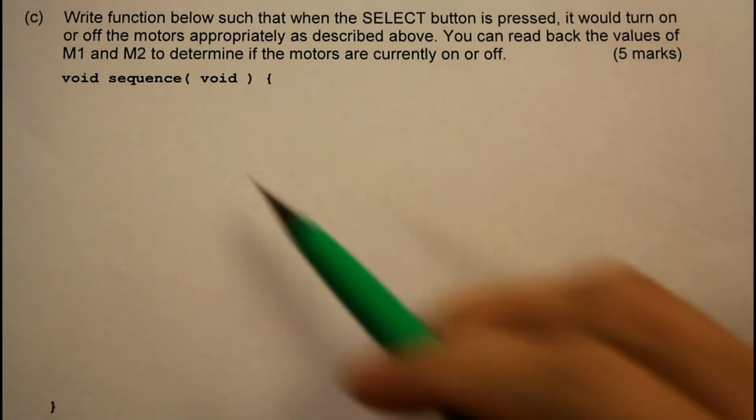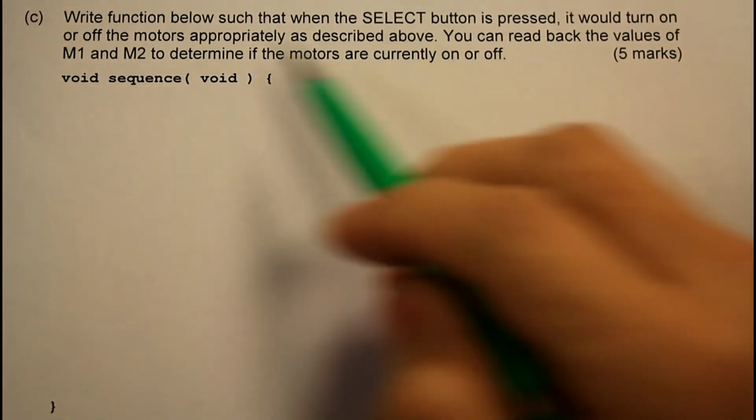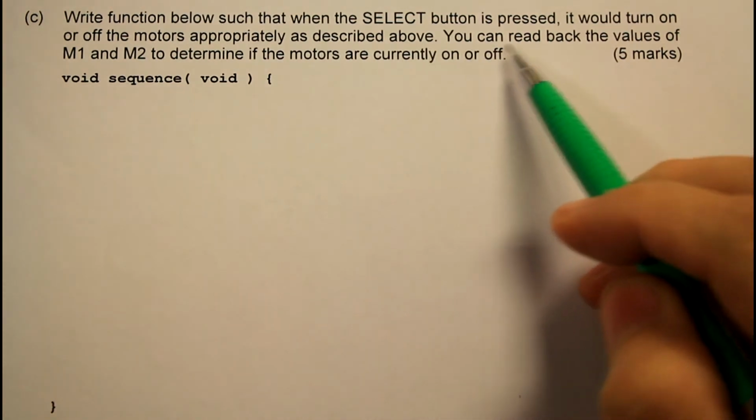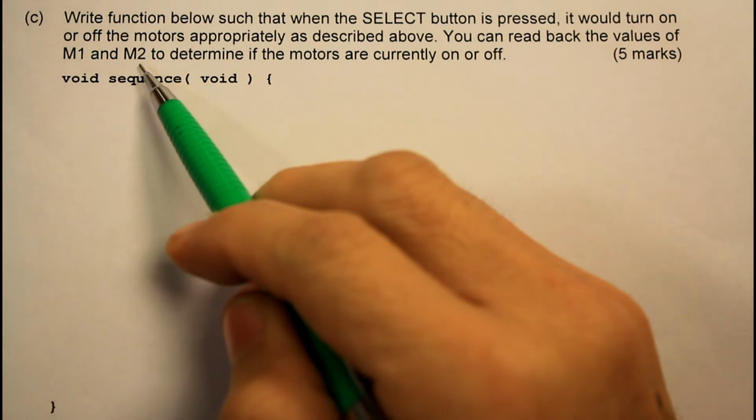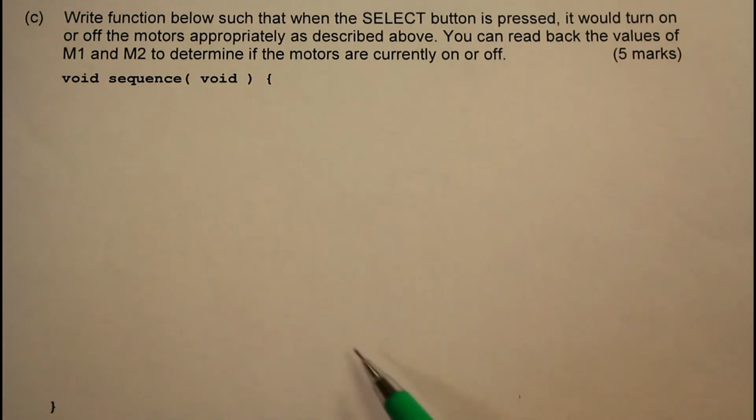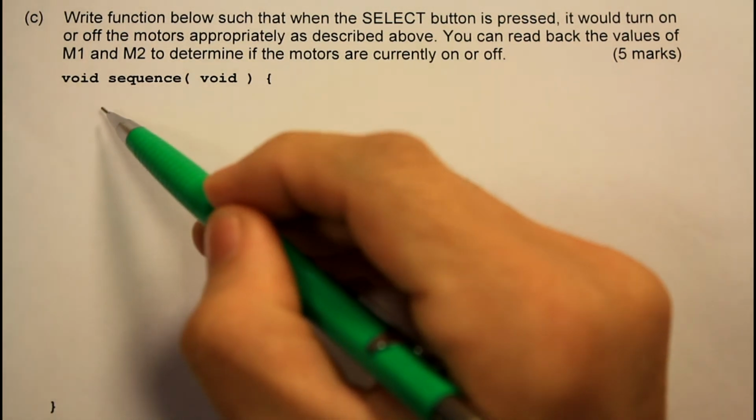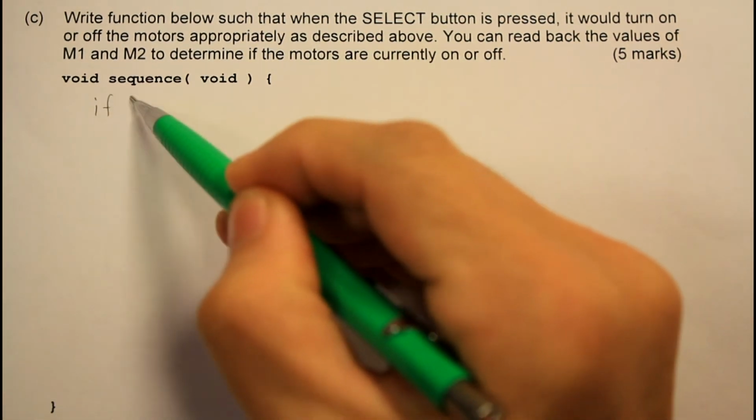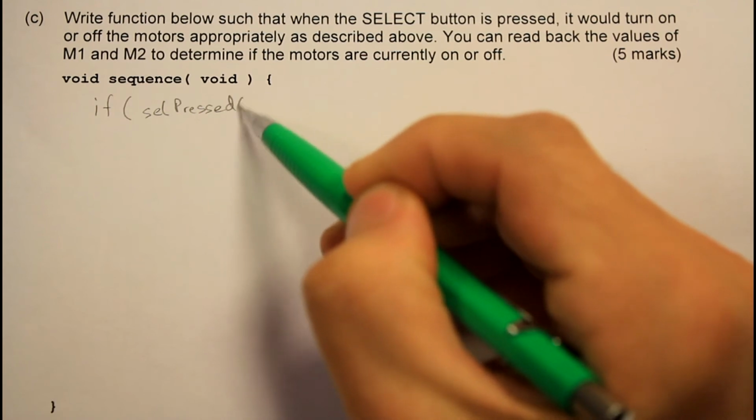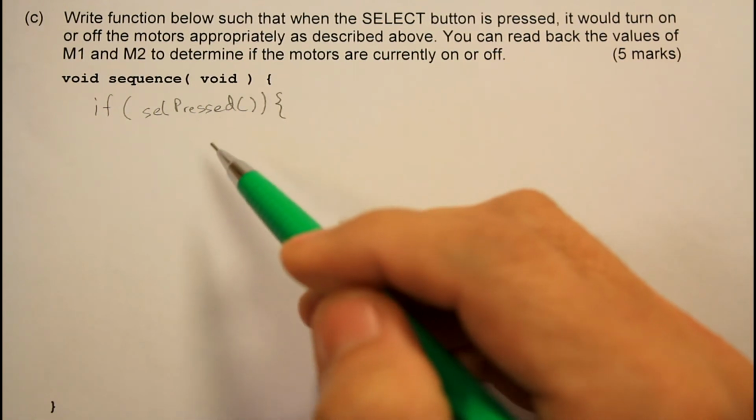Our next task is to write a function called sequence such that when the select button is pressed, it will turn on or off the motor appropriately as described previously. You can read back the values of the motor M1 and M2 to determine if the motors are currently on or off. So for this function sequence, the first thing to do is to check whether there is a switch press. We'll use our earlier function. So we'll use if select press. If select press is high, it means that there's a high to low transition detected.